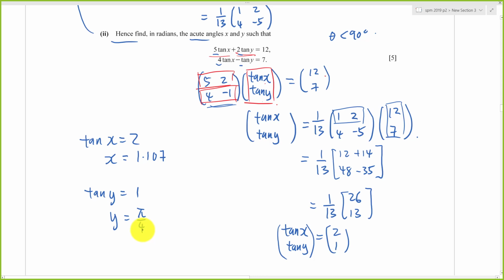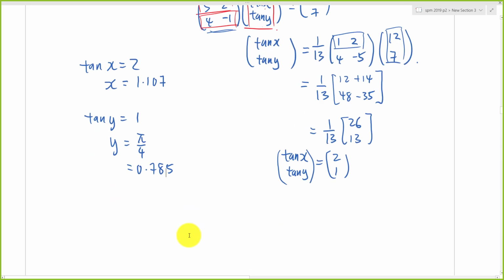Or you can leave it in decimal. The decimal should be 0.785. Depends which calculator you are using. Yeah, both should be fine. Yeah, this is how to do this kind of question.